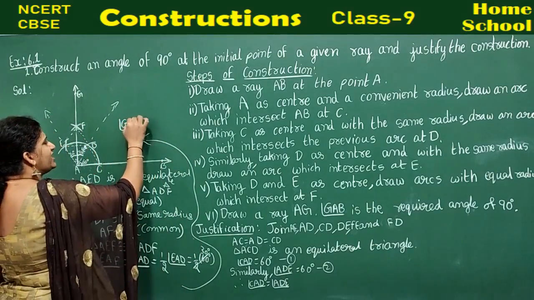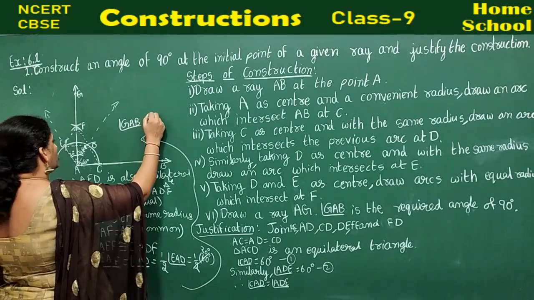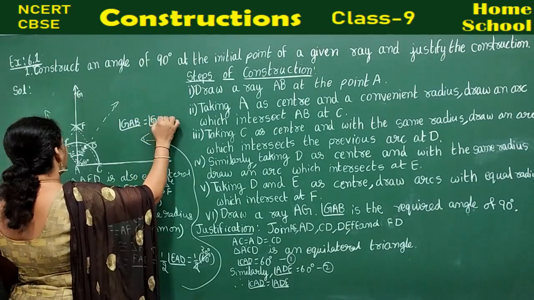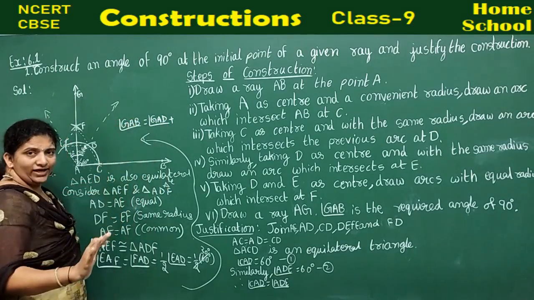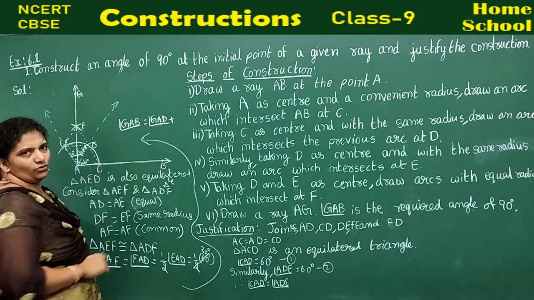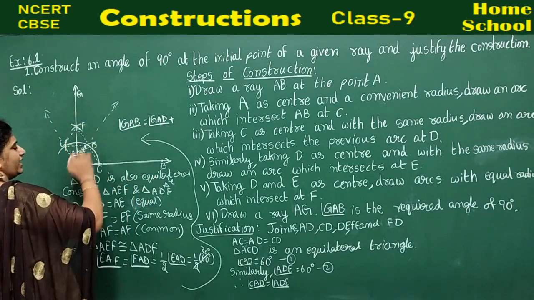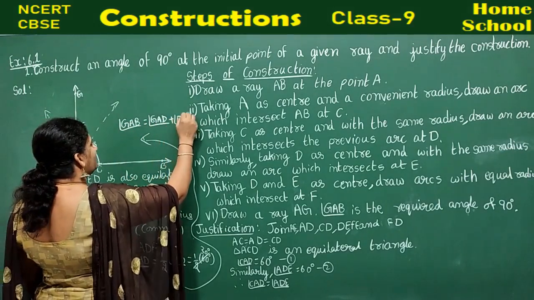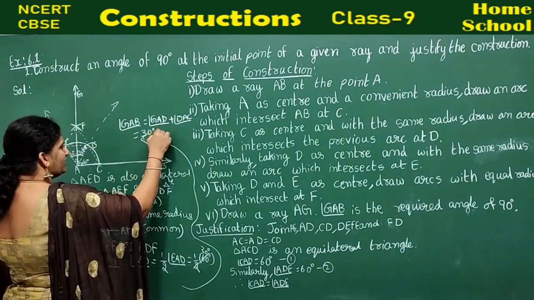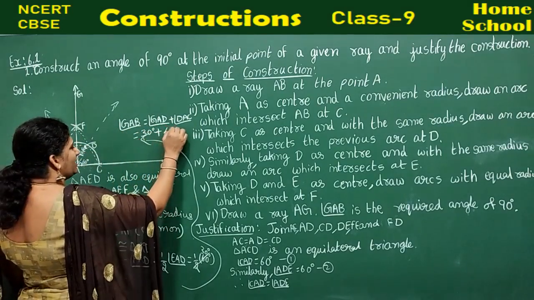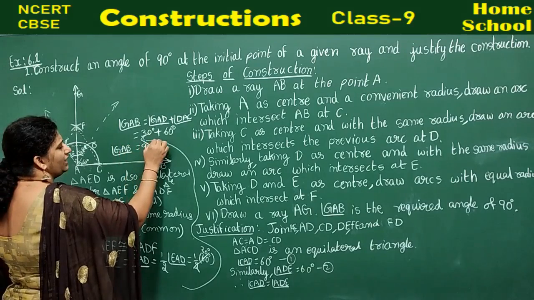Finally, angle GAB, or you can write FAB also, no problem, is equal to angle GAD plus, or if you feel you are confusing, you just write FAB, FAD. Or if there is no confusion, you can use G also. Angle GAD plus angle DAC. What is angle GAD? 30 degrees plus angle DAC 60 degrees. So if you add, angle GAB is equal to 90 degrees.